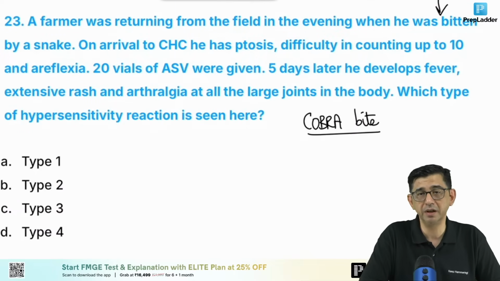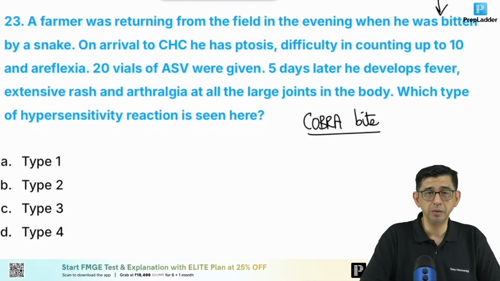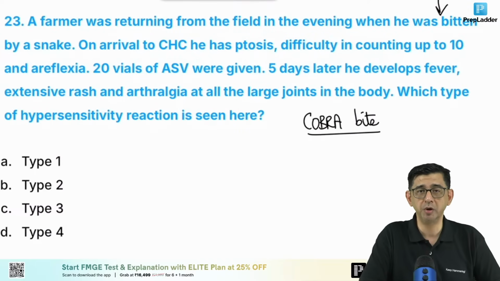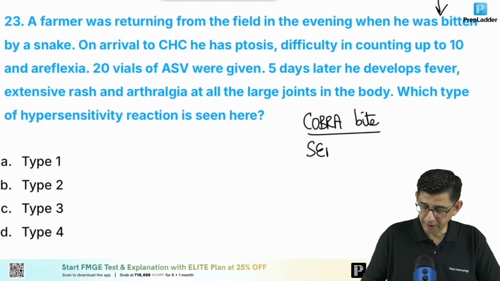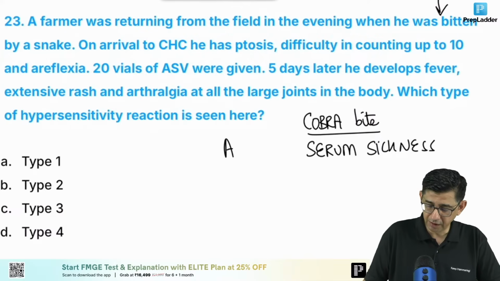So therefore, what I am thinking on the basis of the clinical profile of neurological weakness given in the question is that the guy is having a cobra bite, and the doctor on duty has given 20 vials of anti-snake venom, and now he is coming back to us with rashes all over his body, joint pain and fever. The presentation that I described, with anti-snake venom, which is usually derived from a horse, would be serum sickness.